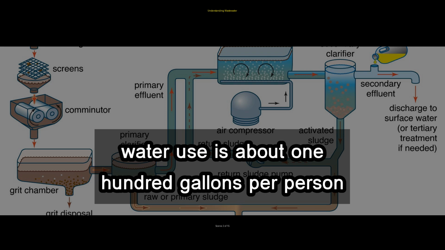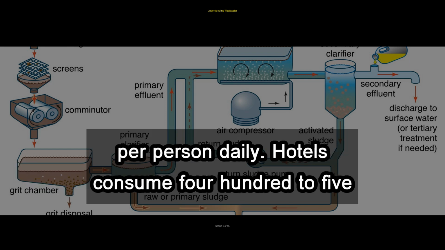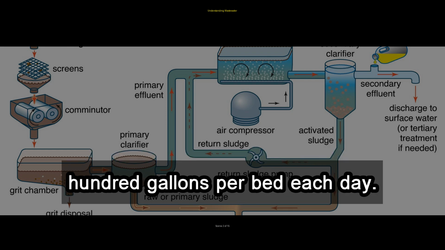Typical residential water use is about 100 gallons per person per day, while offices use 40 to 50 gallons per person daily. Hotels consume 400 to 500 gallons per room, and hospitals use approximately 200 gallons per bed each day.